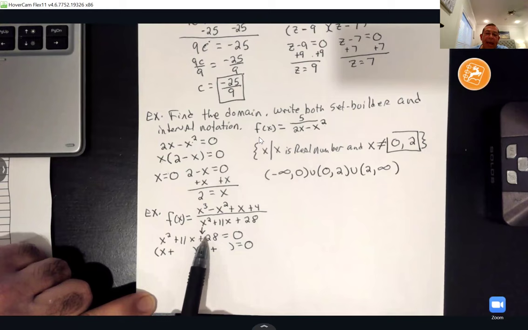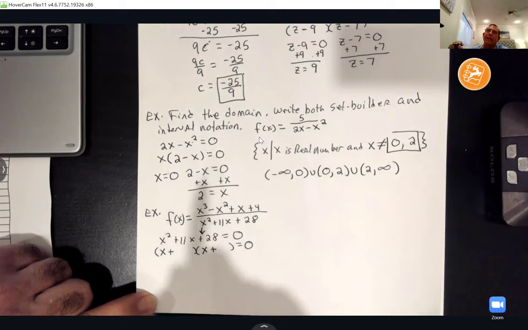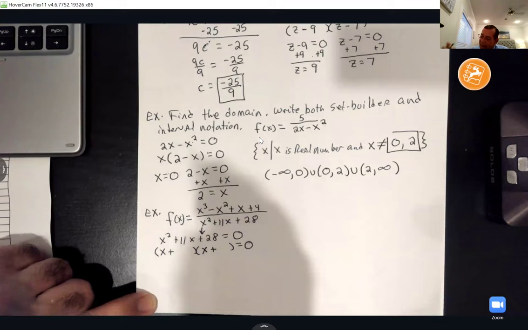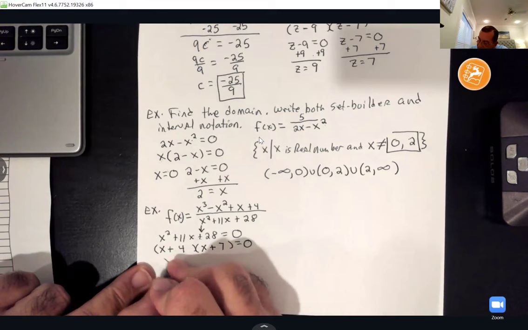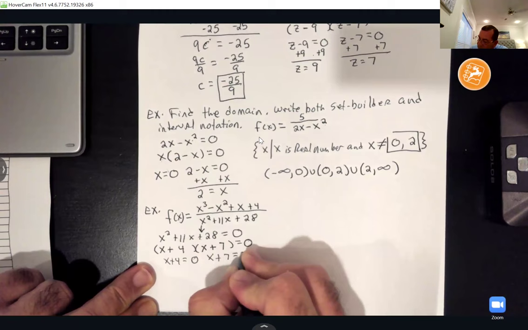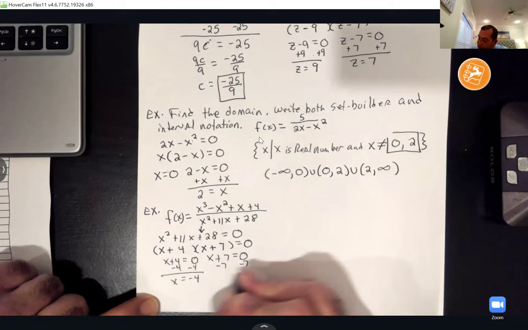So let's see, we've got 1 and 28. That gives me 29. 2 and 14, those add to get 16. 4 and 7. 4 times 7, and they add to get 11. So I'm going to put in my 4 and my 7. All right, so now set those equal to 0 like we did up here. All right, y'all, so the first one, I'm going to subtract 4. I get x is negative 4. Second one, I'll subtract 7 and get x is negative 7.